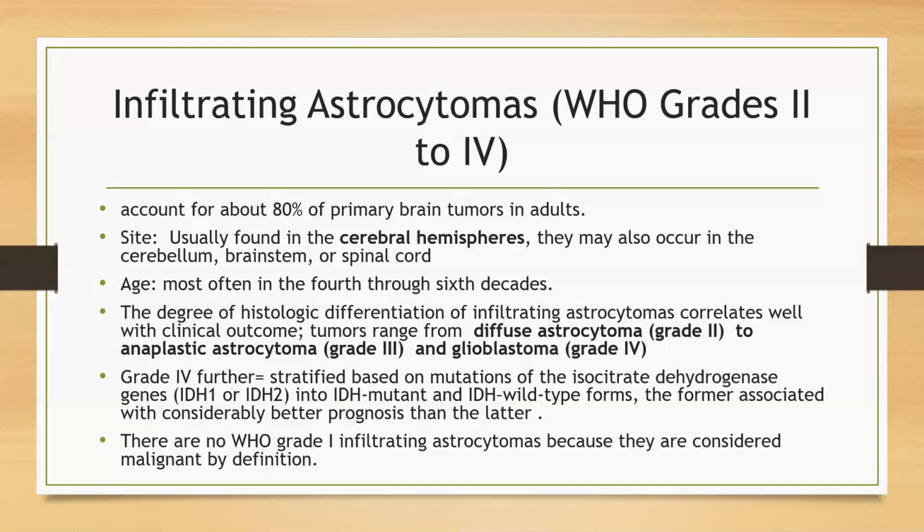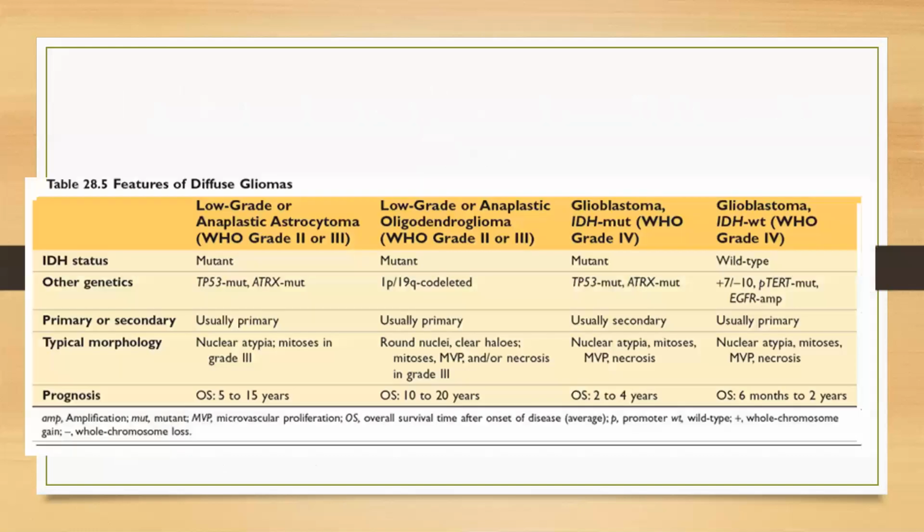There are no WHO grade 1 infiltrating astrocytomas, because they are considered malignant by definition. WHO grade 1 includes pilocytic astrocytoma. We'll talk about this later. That is a benign tumor. So this is a table from Robbins. Anaplastic astrocytoma is WHO grade 3, diffuse astrocytoma is grade 2, IDH mutant. Glioma IDH WT is wild type. Remaining all are mutant, and there are various genetics.